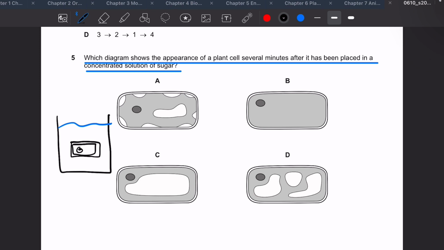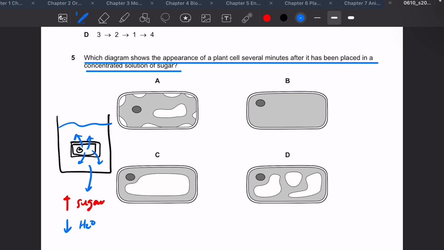So when it says a highly concentrated solution of sugar, it means it has a lot of sugar. Not salt, what am I saying? It's sugar. So it has a lot of sugar, which means it has relatively less water. So, relatively, the plant cell now has more water than the outside. So the water from inside the cell will go out of the cell by osmosis.